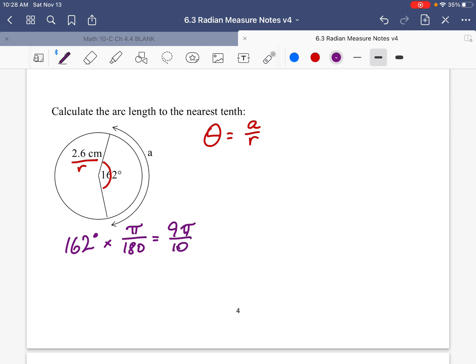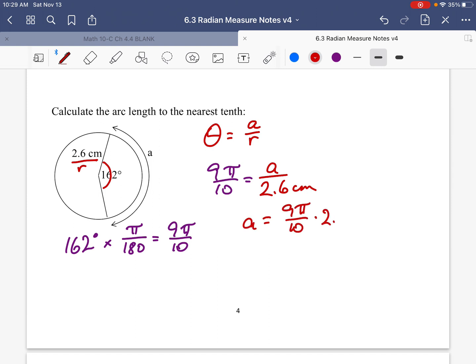Now, that becomes 9 pi over 10, and in the name of everything that's holy, do not turn that into a decimal. It's an exact value. I'll be very unhappy. I shouldn't say that. I will be unhappy if you turn it into a decimal. You should be able to go on your calculator, 162 divided by 180, math fraction, and get the fraction of 9/10. Anyway, this is 9 pi over 10 equals my arc length, A, divided by my radius, 2.6 centimeters.